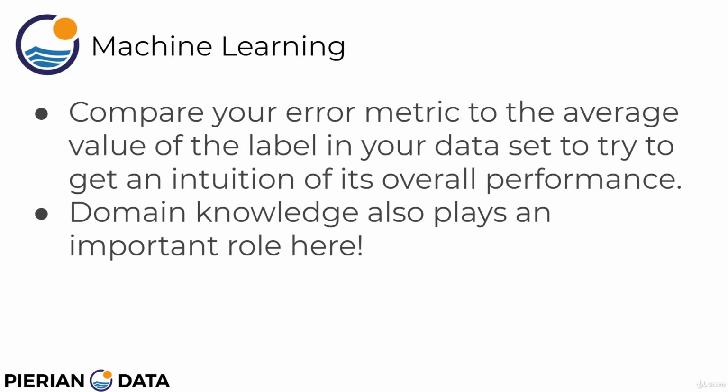So what you should do is compare your error metric for the regression task to the average value of the label, that is the mean value, in your dataset to try to get an intuition of its overall performance. And as always, domain knowledge also plays a really important role here. So machine learning, again, it's not done in a vacuum. It's usually done with a collaborative process. So if you're predicting the prices of a house and you wanted to get an idea if your root mean squared error was good or not, it's probably then a good idea to start talking to someone with experience, like a real estate agent.